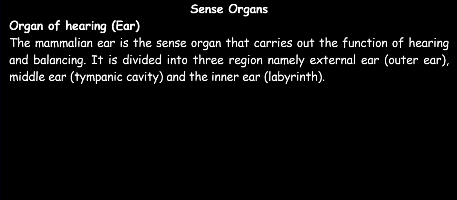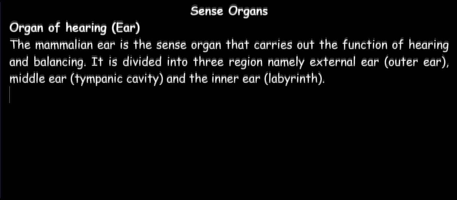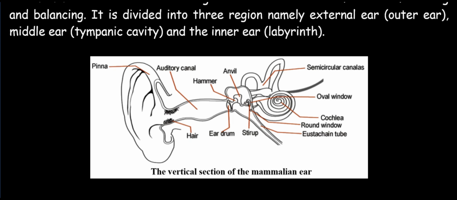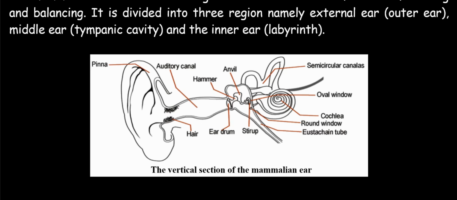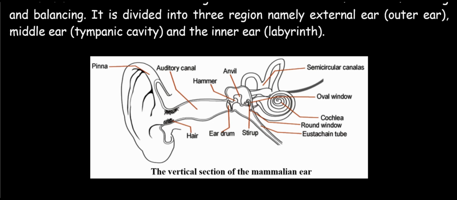labyrinth. So I will show you a diagram that shows the vertical section of the mammalian ear, and with that we'll be talking about the various parts. So in this diagram we can see the various parts of the mammalian ear. So the first part I want us to talk about is the outer ear.